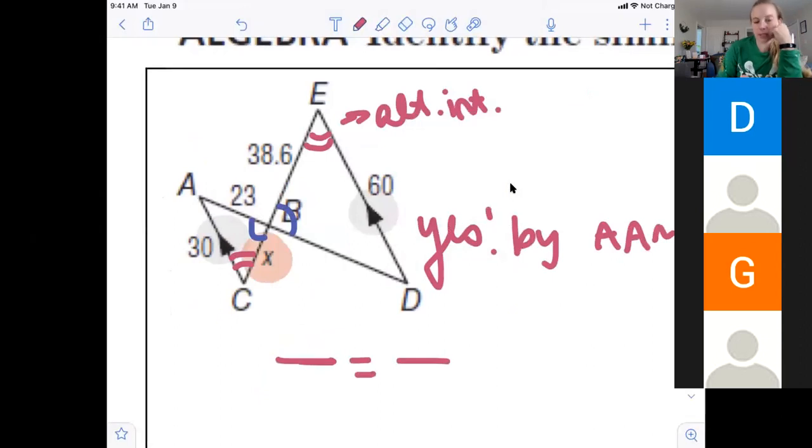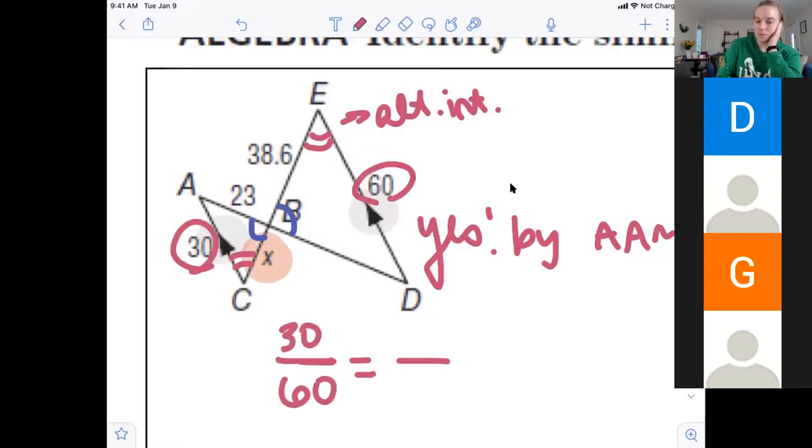I've got one ratio equals another. Let's start with the sides that we already know. What's the ratio of the two sides that we already know from each shape? What over what? 30 over 60. Very good, Drew. 30 and 60. So those have to go together. They're corresponding sides, and they're the only sides that we know one from both of the triangles. Now I got to figure out which side goes with X. What number goes with X? X over what?